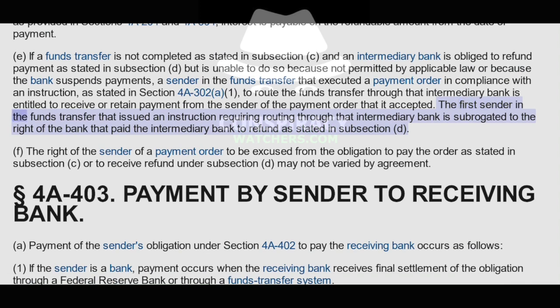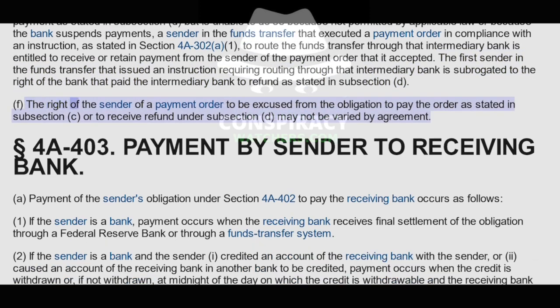The first sender in the funds transfer that issued an instruction requiring routing through that intermediary bank is subrogated to the right of the bank that paid the intermediary bank to refund as stated in subsection. The right of the sender of a payment order to be excused from the obligation to pay the order as stated in subsection or to receive refund under subsection may not be varied by agreement.